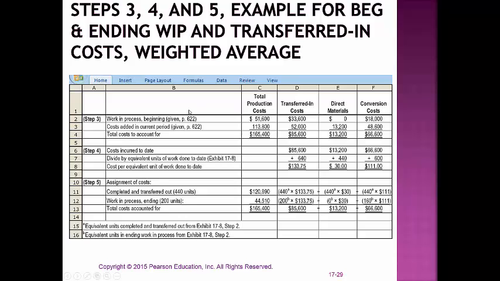Okay, so notice we have the work in process beginning and we have our cost added in the current period. We would then be able to calculate out our cost per equivalent unit of work done based on our equivalent units for transferred in, direct materials, and conversion. And then we would apply those on here, noticing that in the direct materials for the work in process ending, we have got 0 there due to the fact that direct materials were placed in service in a separate time frame.